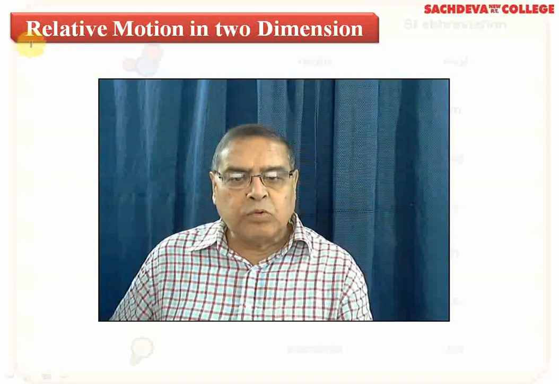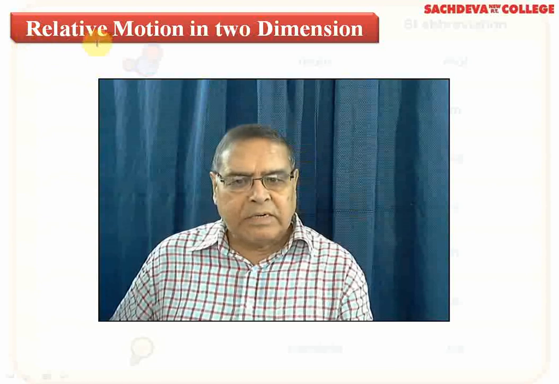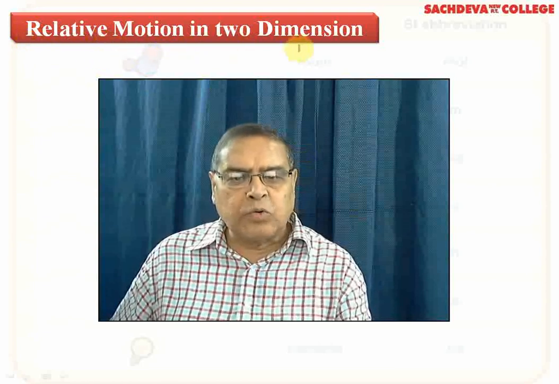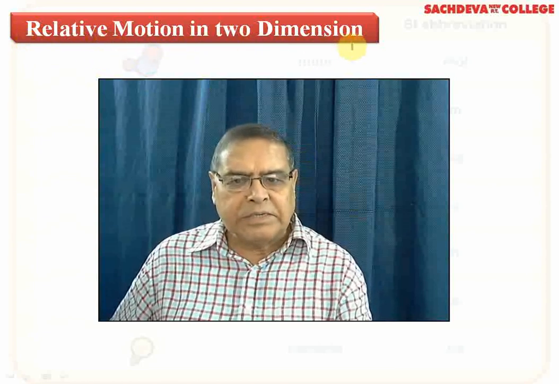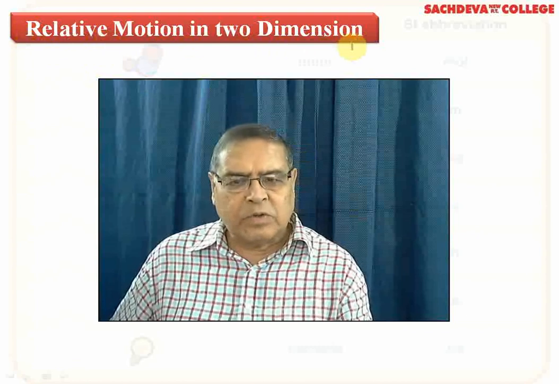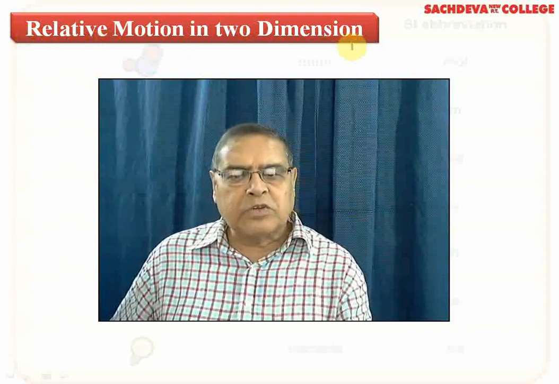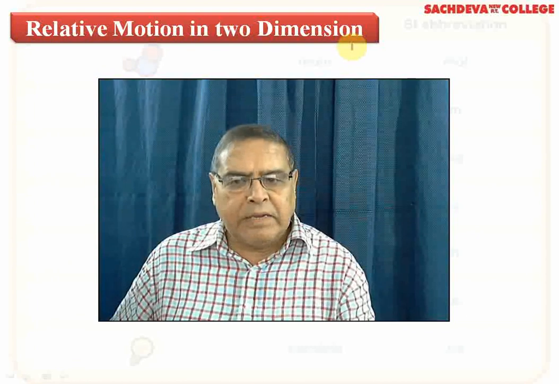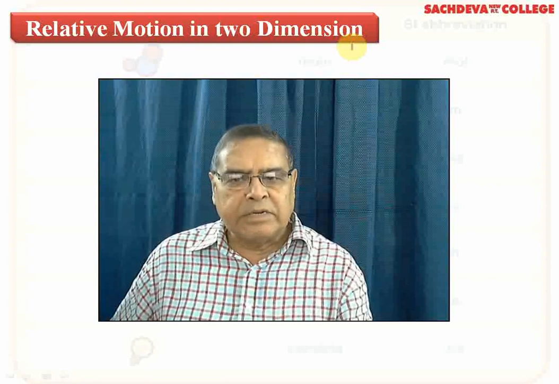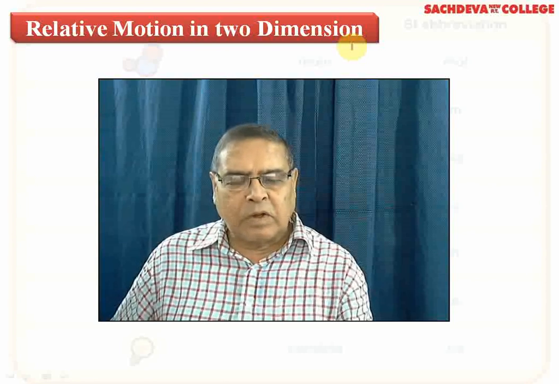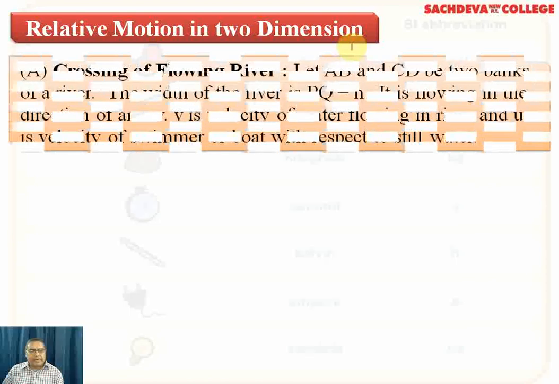Relative motion in two dimensions means that if we select a point in two dimensions, that is along the x-axis or along the y-axis, its coordinates will be x and y, where x will indicate the length along the x-axis and y means the length along the y-axis.